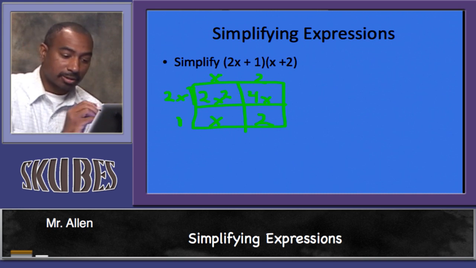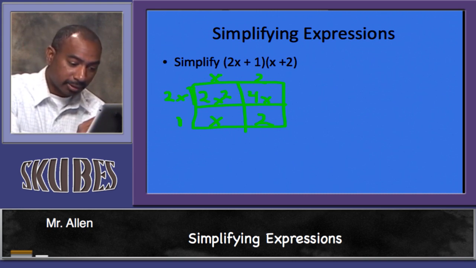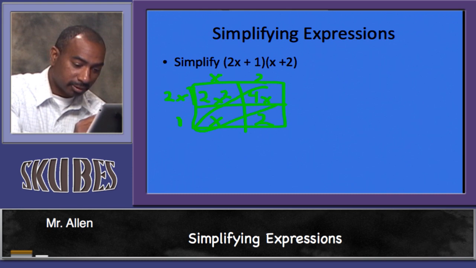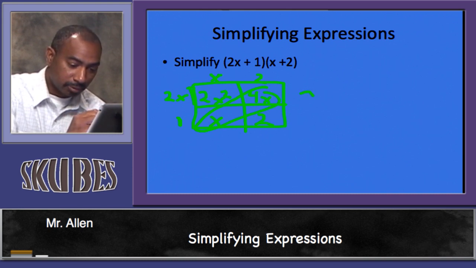And you just want to add the like terms. The only like terms are the x terms. So you have 2x squared, 4x plus x is 5x, and then plus 2. And that's as far as you go.